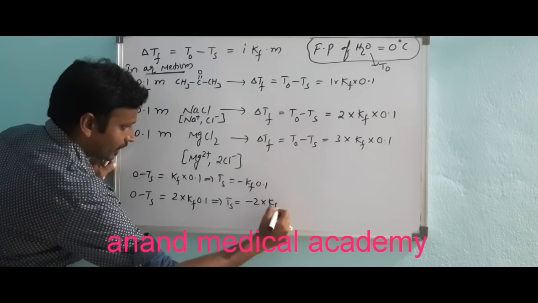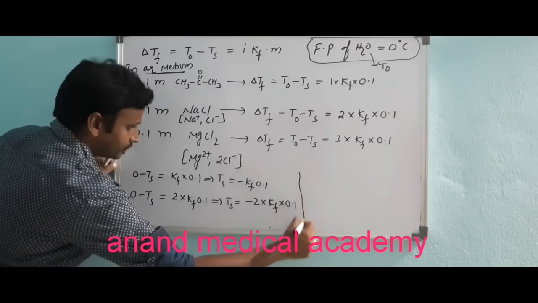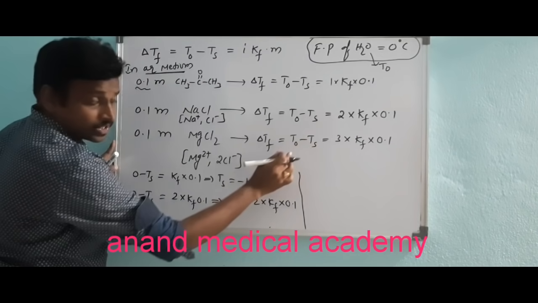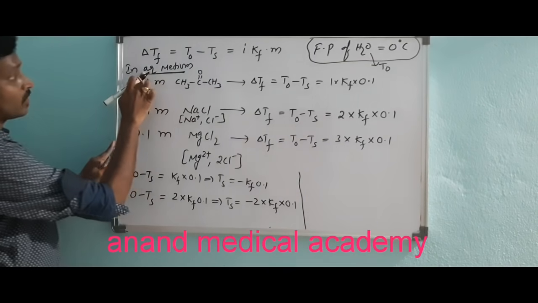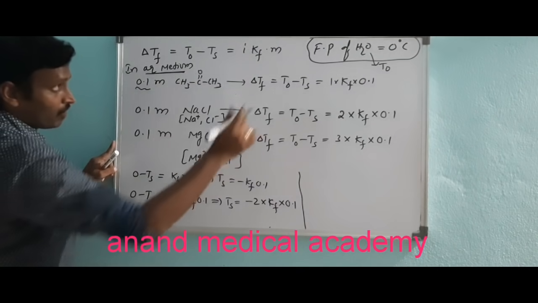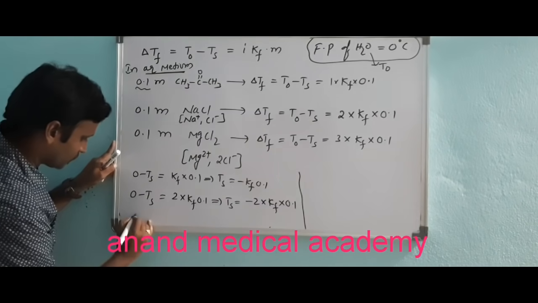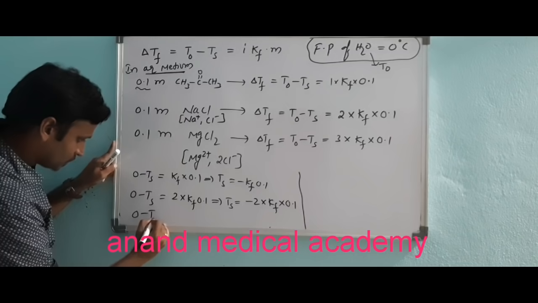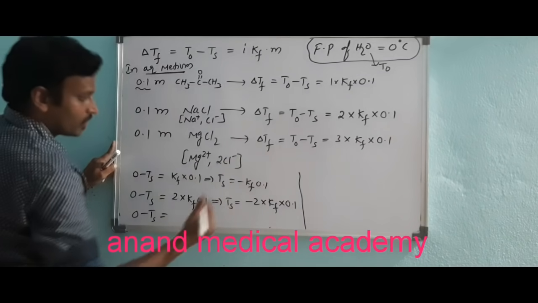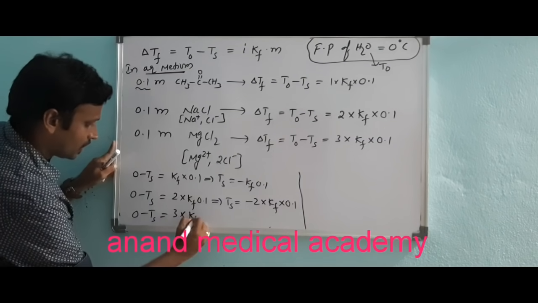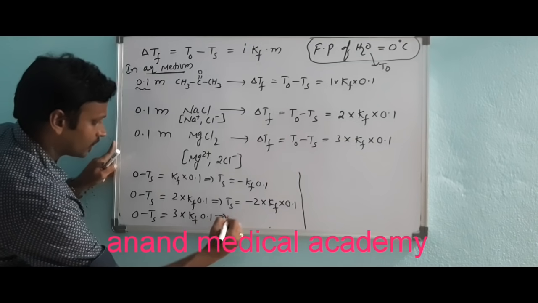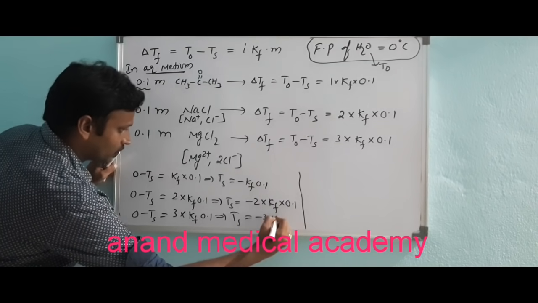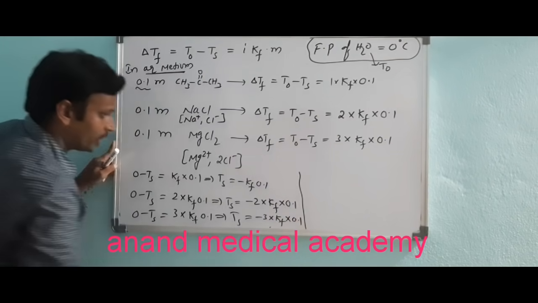Minus 2 into Kf into 0.1. Here, third one, delta Tf is equal to T naught minus Ts. T naught is 0 degrees for aqueous. Aqueous means water. For water, freezing point is 0. I am repeating because you must be very careful about this. 0 minus Ts is equal to, for the third one, 3 into Kf into 0.1. That implies Ts is equal to minus 3 into Kf into 0.1.